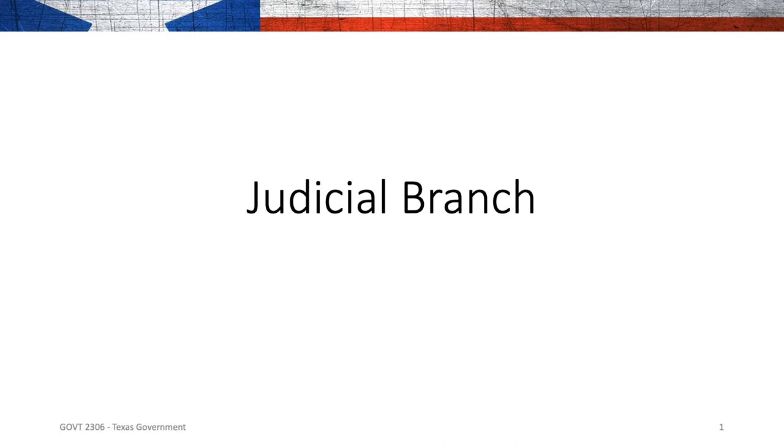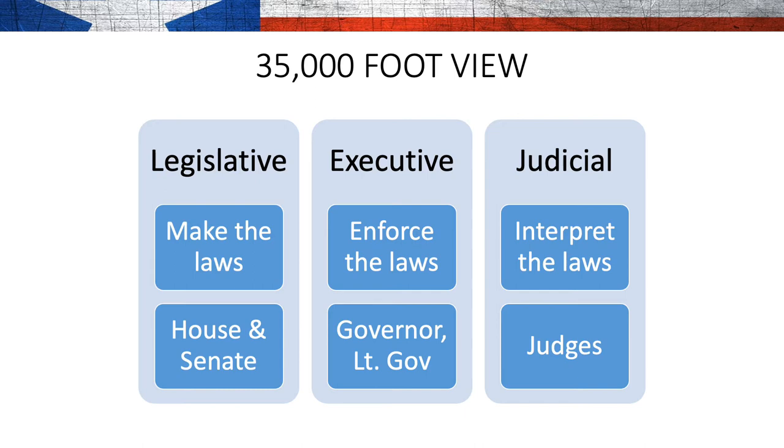Okay, let's talk about the Texas judicial branch. This is the third branch of Texas government. So we had the executive, we had the legislative, and now the judicial. Again, the 35,000 foot view: legislative makes the laws, the House and the Senate; the executive enforces the laws, the governor, lieutenant governor, and the judicial interprets the laws, which is the judges.